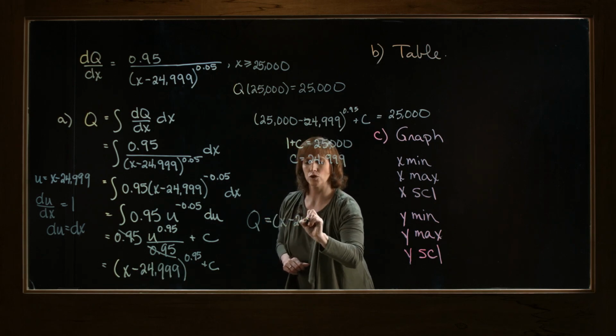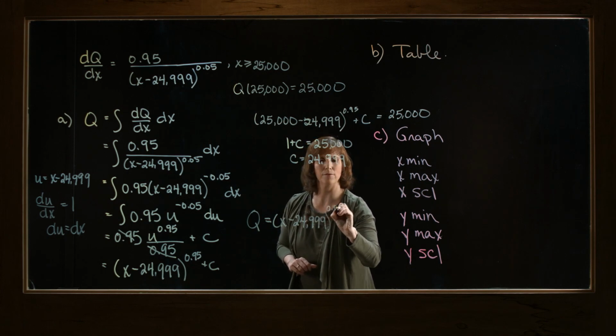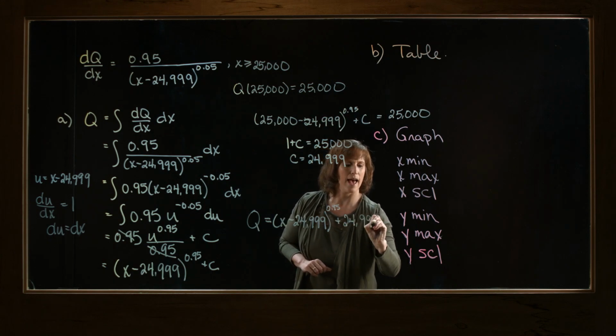So my overall function is going to be (x minus 24,999) raised to the 0.95 plus 24,999.